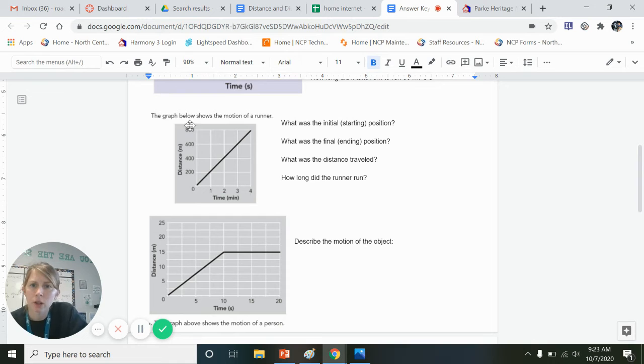The graph shows the motion of a runner. What was the initial starting position? So initial means starting or beginning. And so it started at 0 meters. Position means like location. So its location is 0 meters. Hasn't moved yet. What was its final position? So the very last point that we have is at 800 meters. What was the total distance traveled? Again, it only went in a straight line, so it's pretty simple to see that this runner ran 800 meters, and so that is their distance.